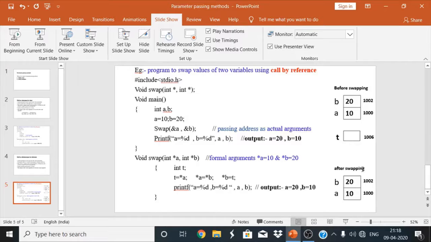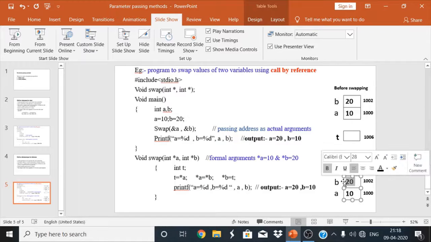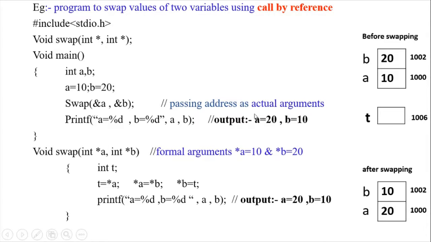Here there is a change. After swapping, this becomes 10 and this becomes 20. Okay, now it is okay. So before swapping, here you can see that a is equal to 10 and b is equal to 20.